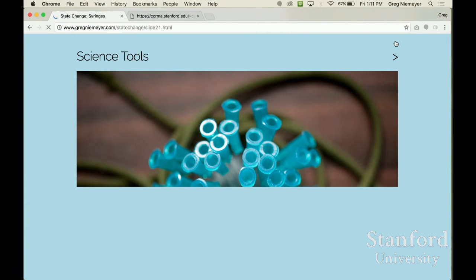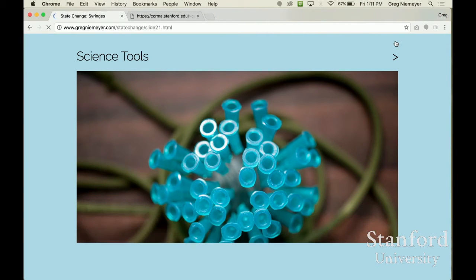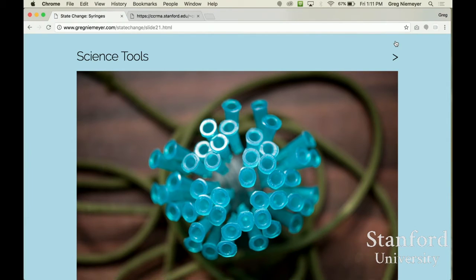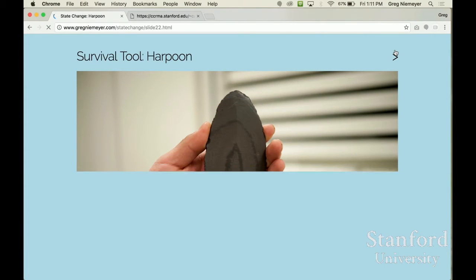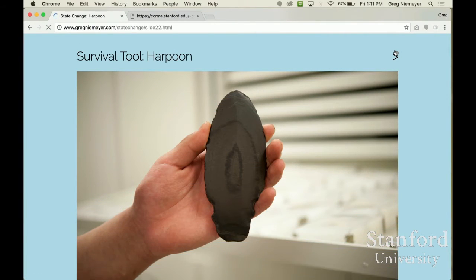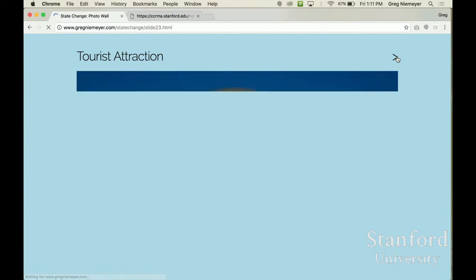Here's a picture of science tools, the syringes being discarded. It kind of looks like a flower, and I think it's beautiful. Another tool to manipulate and interact with the environment, the harpoon. This is a stone harpoon. This is one of the things that's found in the archaeological sites that can't be studied properly, just collected right now because there's too much of it falling apart. This is a harpoon tip, apparently, that was made out of stone.